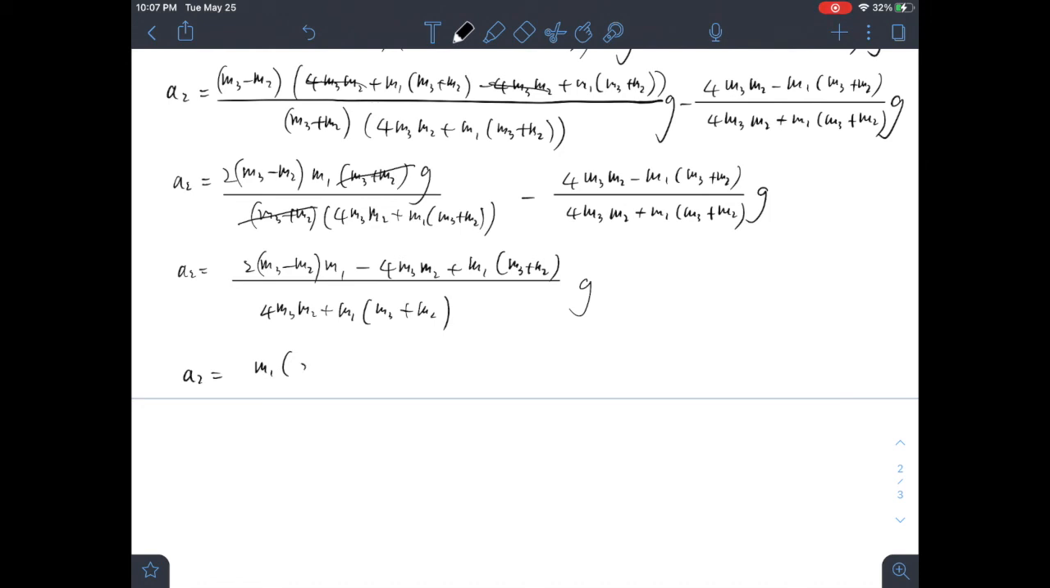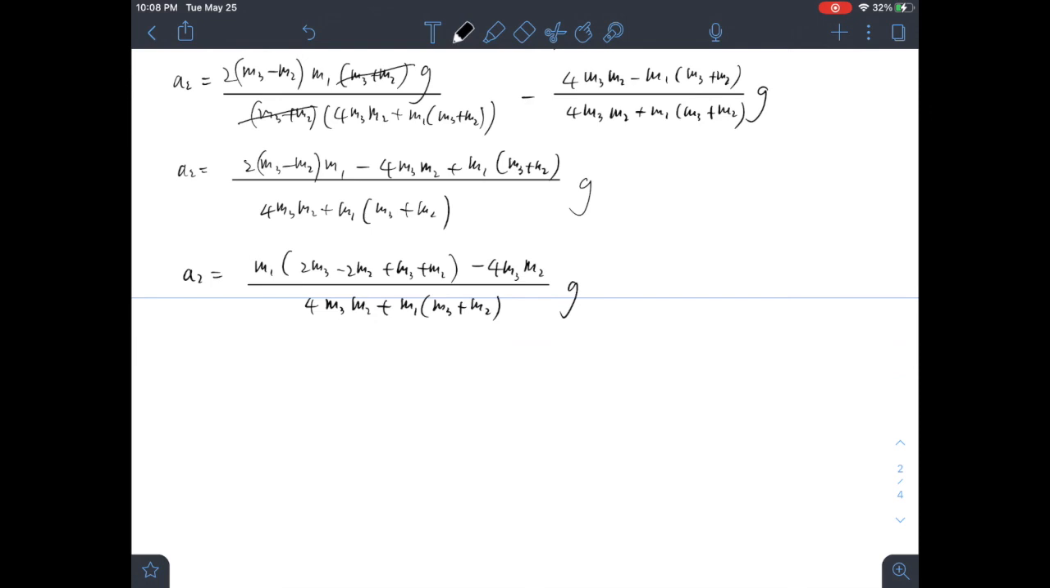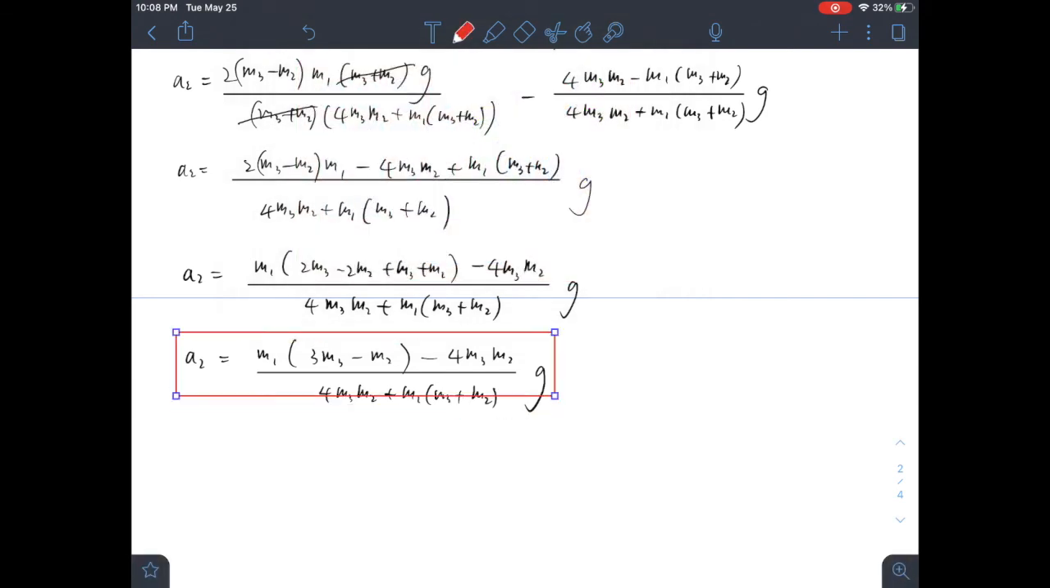Then A2 is equal to M1, factor out M1 times 2M3 minus 2M2 plus M3 plus M2, minus 4M3M2, divided by 4M3M2 plus M1 times (M3 plus M2), the entire thing multiplied by G. Then we simplify this a little bit more. We find that A2 is equal to M1 times (3M3 minus M2) minus 4M3M2, divided by 4M3M2 plus M1 times (M3 plus M2), times G. And that is our A2 expression.